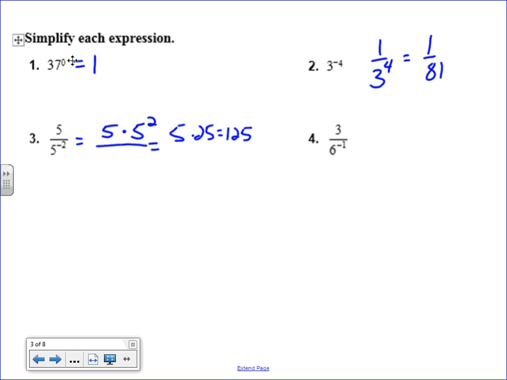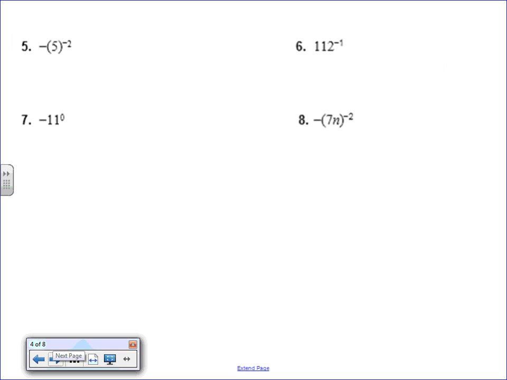Okay, for this one, to get rid of that 6 to the -1, I would simply move that to the top, and it becomes 6 to the 1st. So really I have 3 times 6, which is 18. Okay, so I'll give you a little time to think through some of these to see if you can come up with an answer here, and then I will explain them.